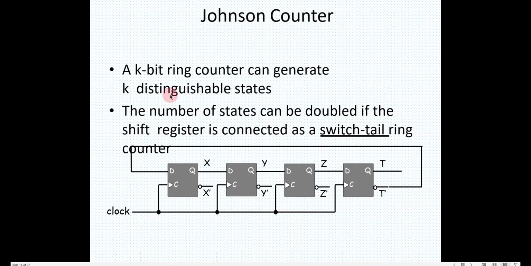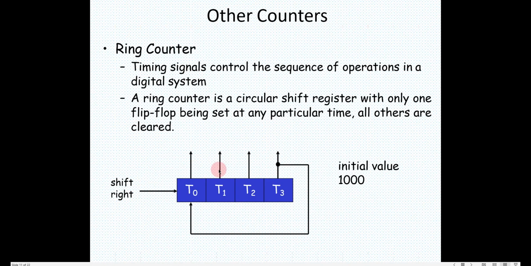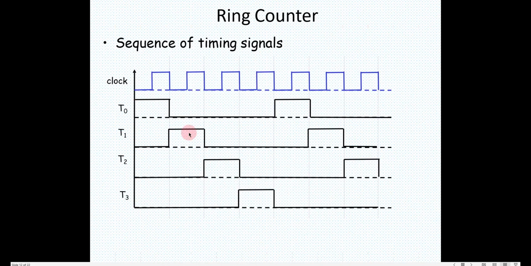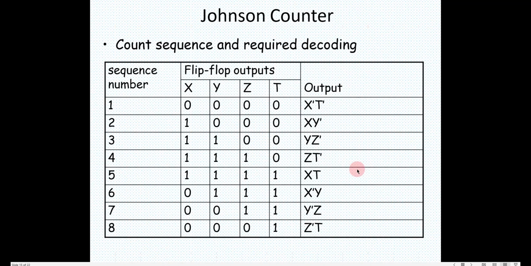Another option available is, instead of a ring counter, I can use a Johnson counter. In the ring counter we saw that when we give 1 0 0 0, it will generate 4 unique states, and again 4 unique states, right? So instead of that, I can use a Johnson counter.